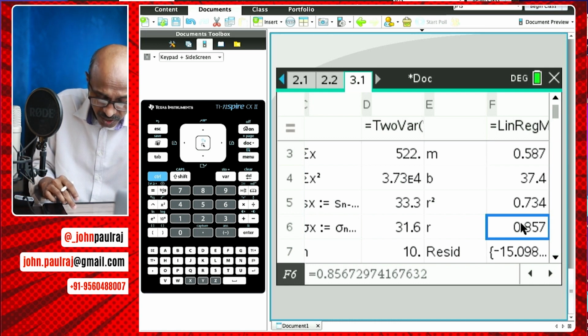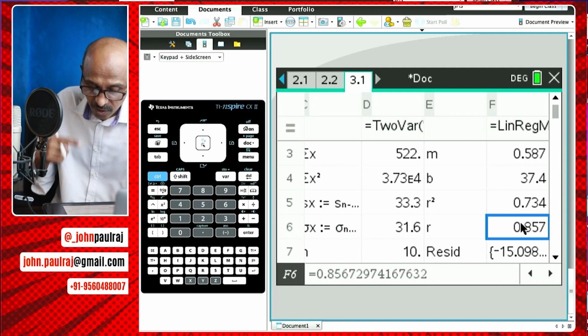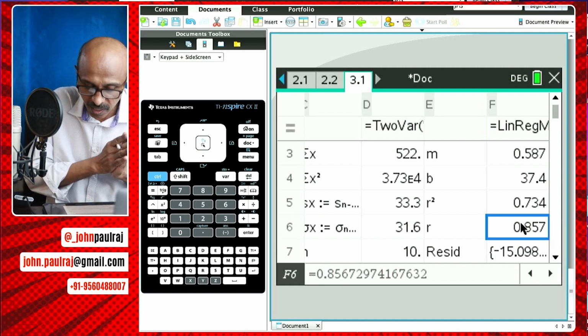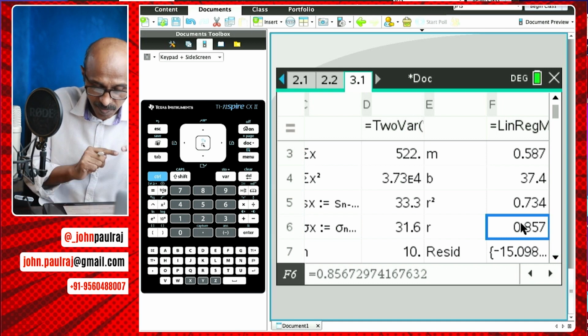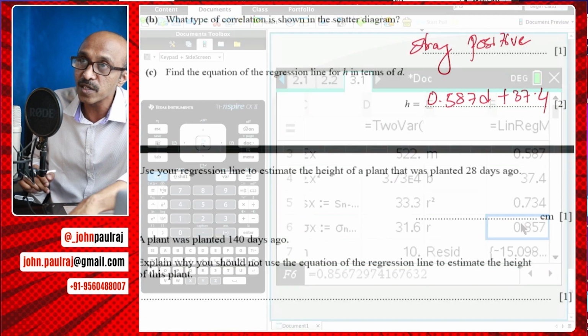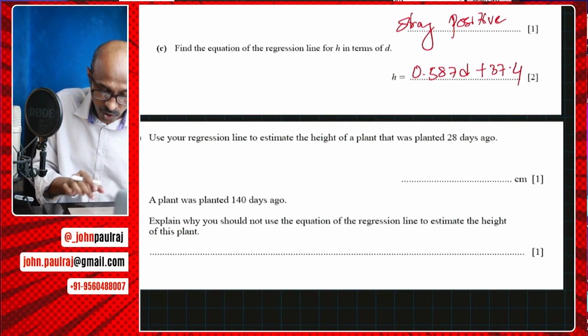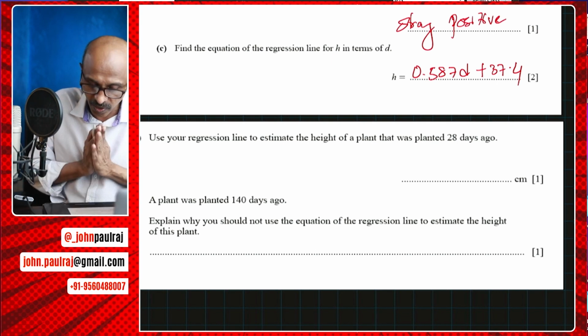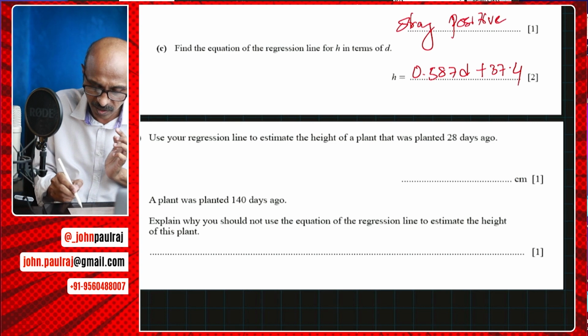Then it says, use your regression line to estimate the height of the plant. The height of the plant was the y value. Sometimes people ask it the other way around, too. So estimate the height of the plant that was planted 28 days ago. I'm not even sharing the question. Can you see this? Use your regression line, that equation that you got, to estimate the height of the plant. H is equal to... You're just substituting d is equal to 28, right? Because you want to find the height.